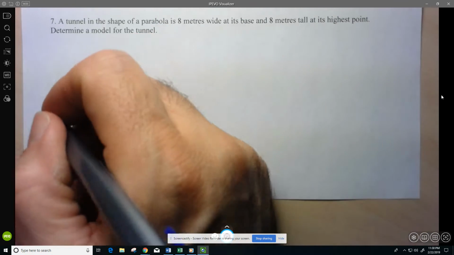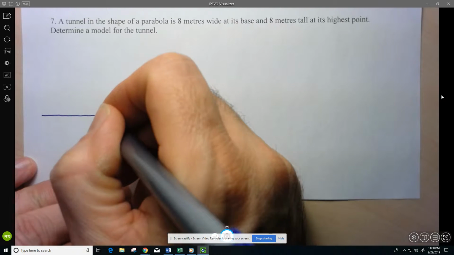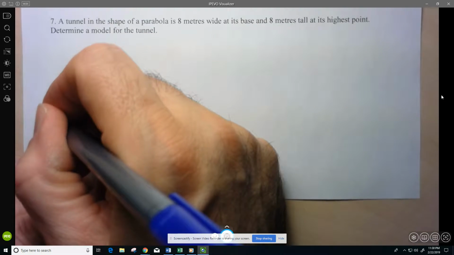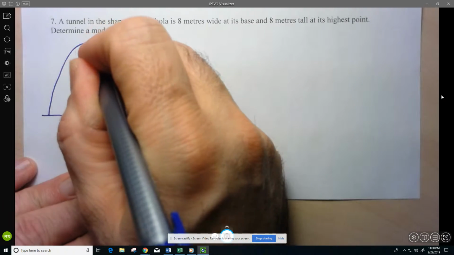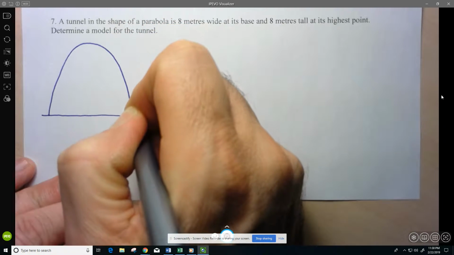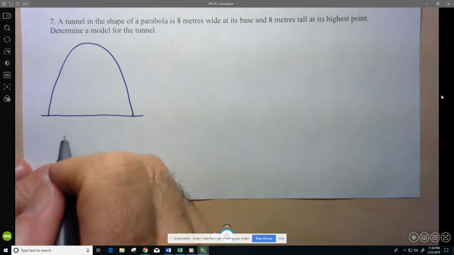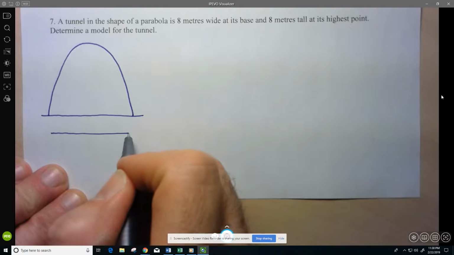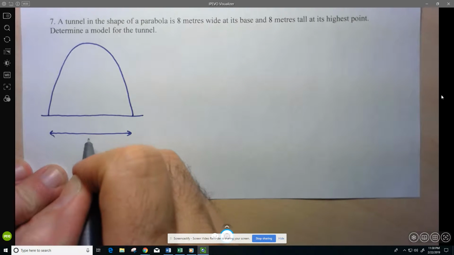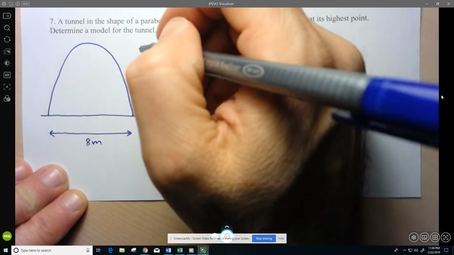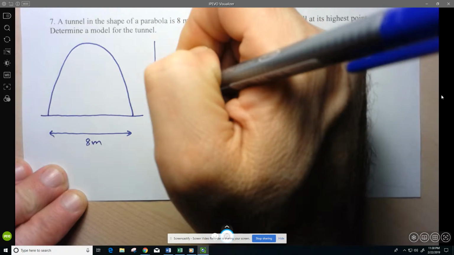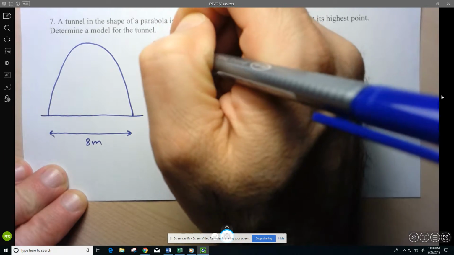All right, so let's draw this tunnel. So I've got the ground here, and we've got this tunnel which is shaped like a parabola, and what we know is that it's 8 meters wide at the base, okay, and it's 8 meters tall at its highest point.